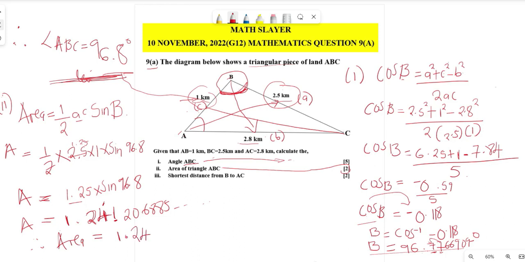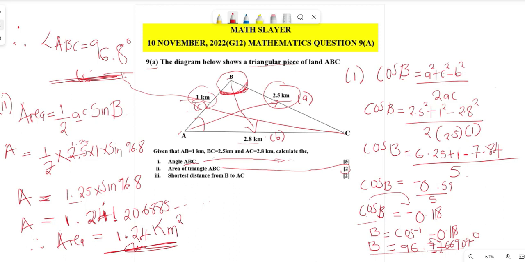1.24. What are the units? Kilometers squared. Okay, kilometers squared. So this is our answer. Remember, always leave your answer with respect to the units given. If you omit the units, it simply means that you are sharing the marks with the examiner.